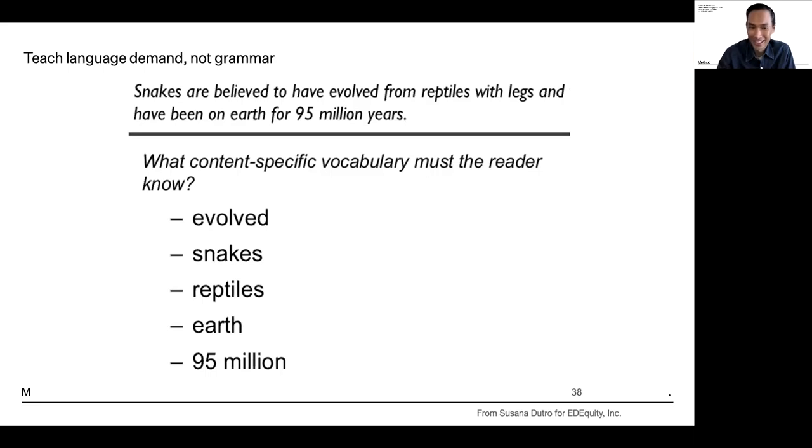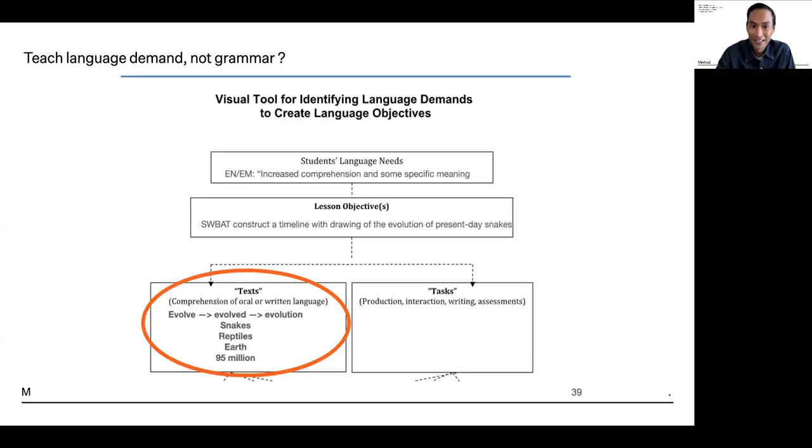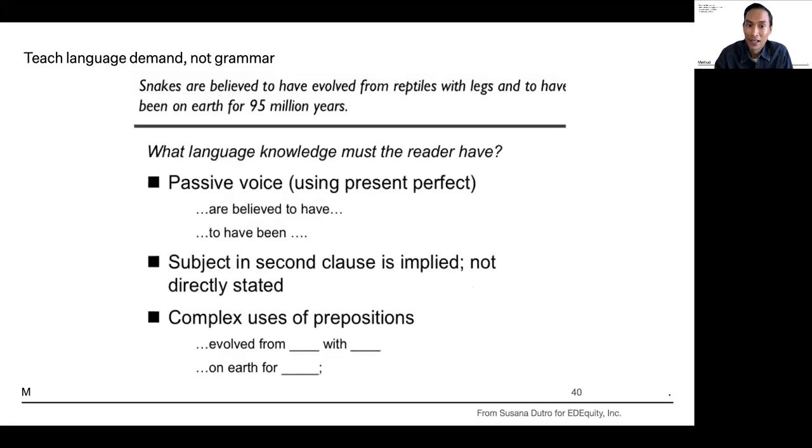Right, that's right, okay, now you're thinking about it. That's great. So you would put that under the text here. I would go a step farther and say, you write evolve, and then the past tense form, and then the noun form, to show that these words are all related to one family, right? And then snakes, reptiles, Earth. And now you're looking at the language. What language knowledge must the reader have?